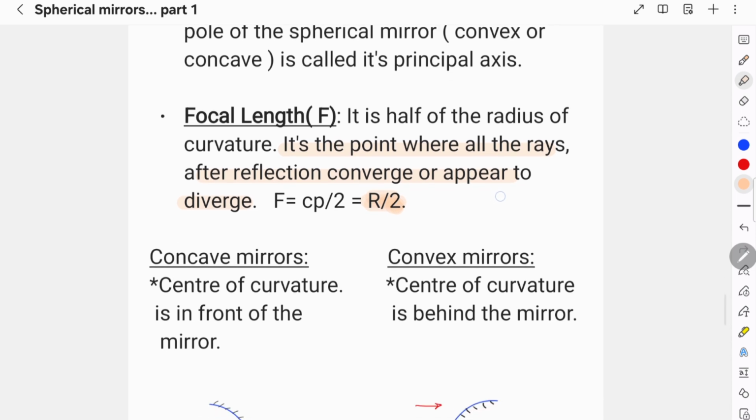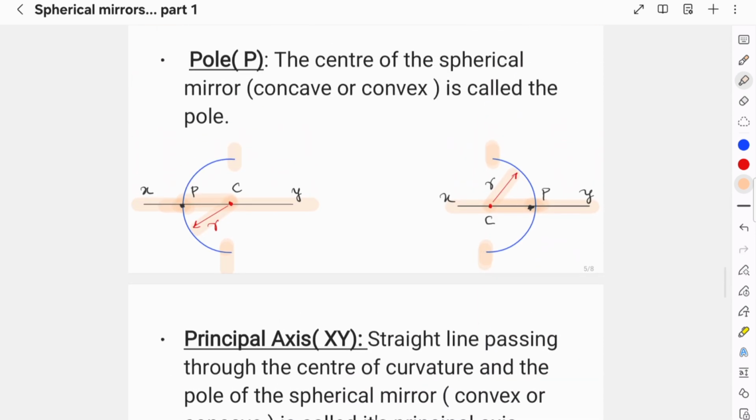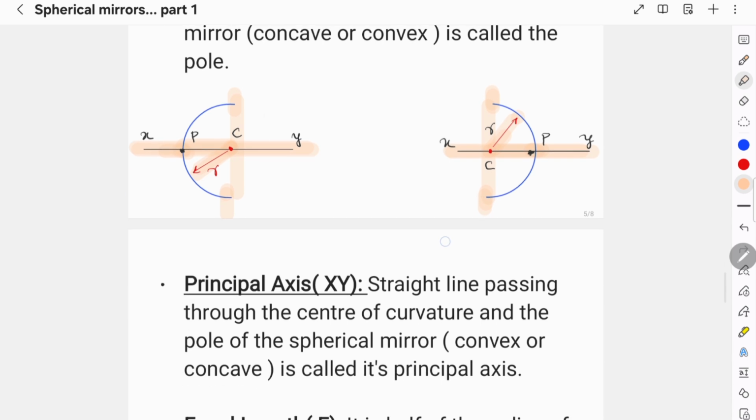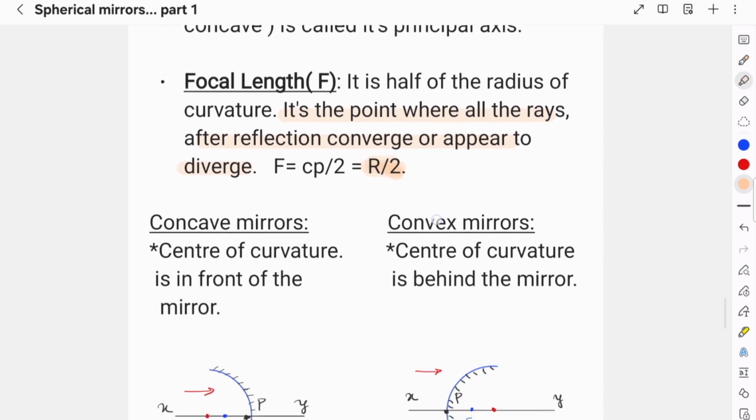Okay. So which is clear from this diagram. So this is the half part of the sphere and this is the another half part of the sphere. XY is the principal axis. C is the center of curvature. This is the radius and P is the pole. So these points are very important and we have to remember.